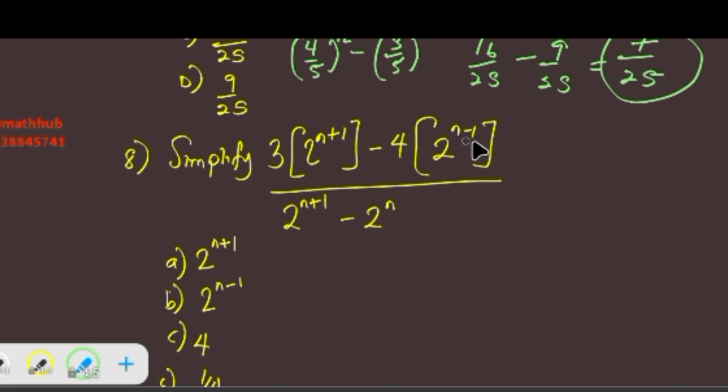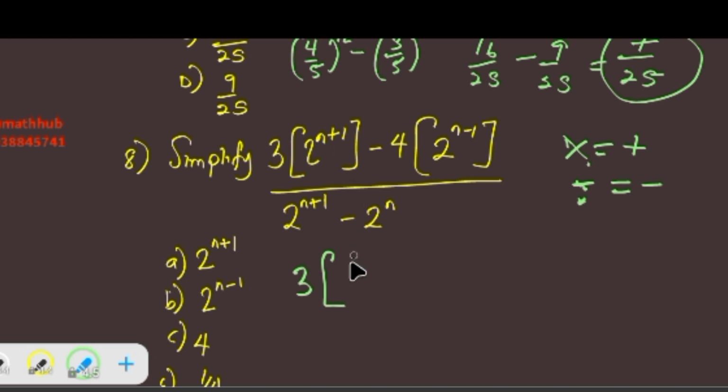Now for the next one, you have to simplify (2^(n+1) minus 4(2^(n-1))) over (2^(n+1) minus 2^n). If you check very well, you can see 2 to the power n in each term. Just try to factorize that out. And don't forget that in indices, times means plus, divide means minus. If you use that concept, I'm just going to break it down.